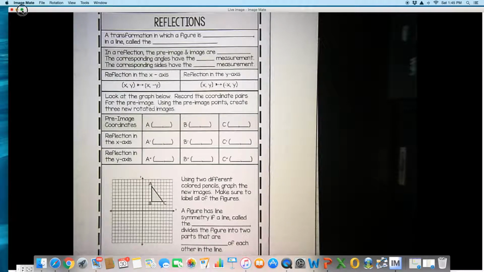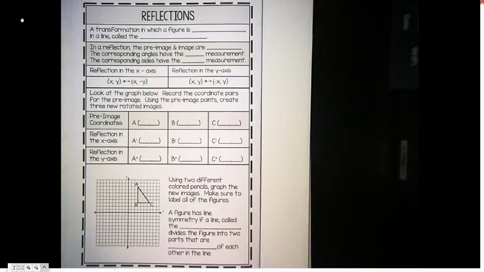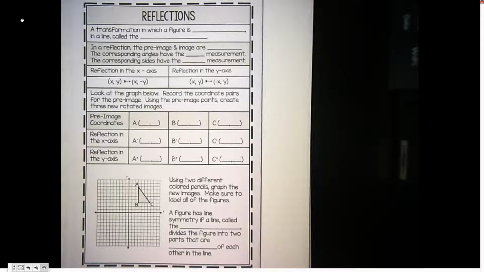All right, our transformation that we're going to talk about today is reflections. Should be the second one on our list. I'm going to go through this quick little note-taking sheet, and then I have some other notes for you. So you're going to want to have a couple of pages of preferably graph paper. Notebook paper will work, but graph paper is probably easier to use, and you'll see why in just a second.